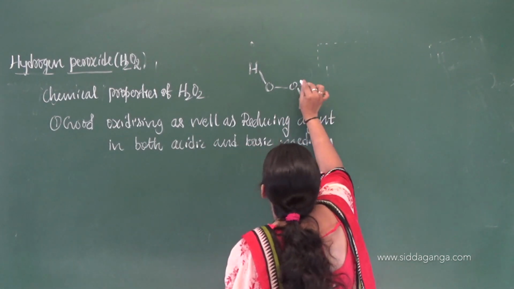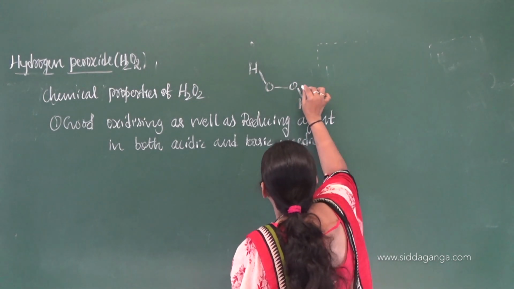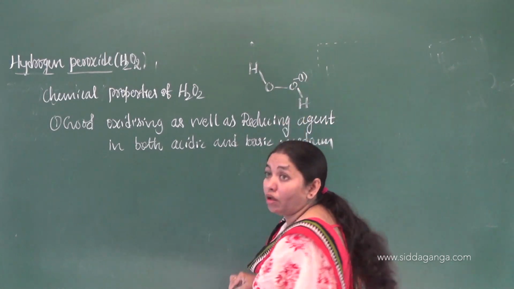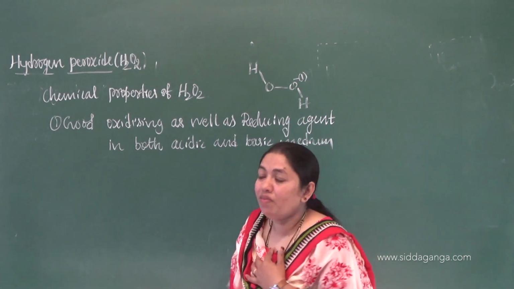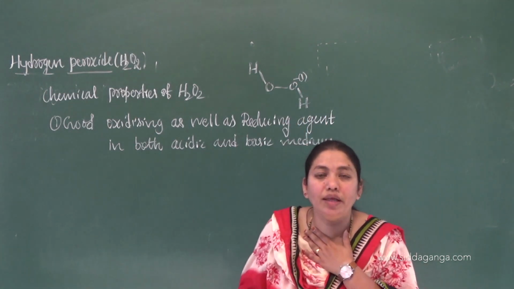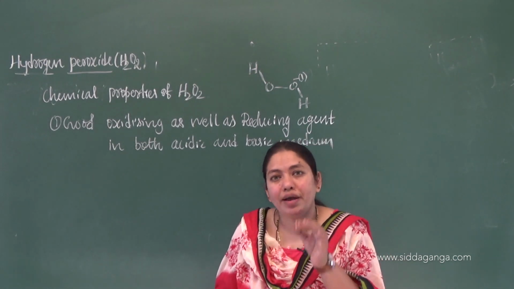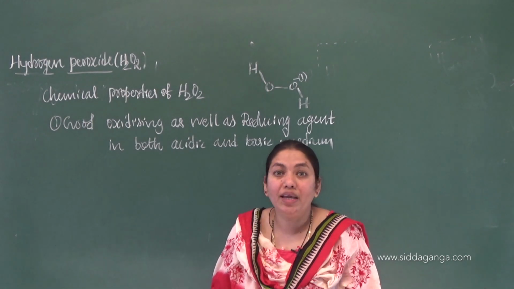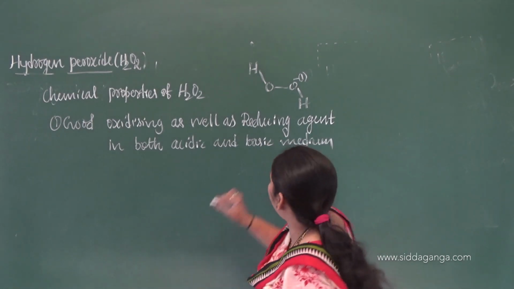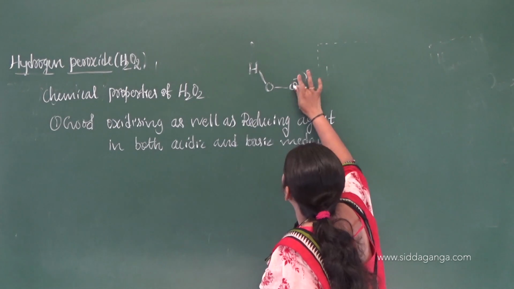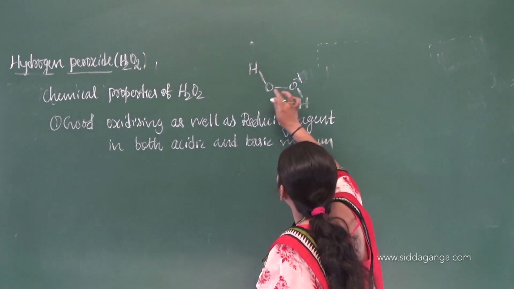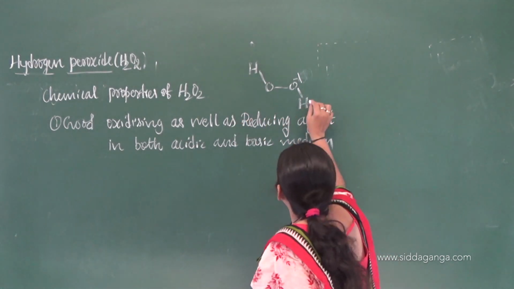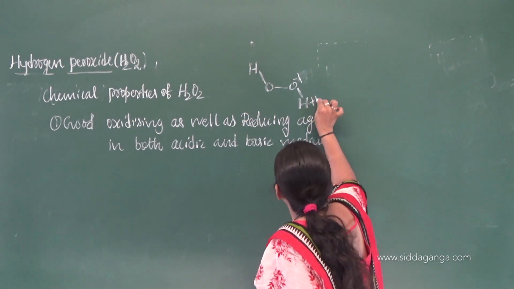Here the oxidation number of this oxygen, in this case, is -1. You know this one. If you are done with the redox reactions, there you are going to learn that the oxidation number of oxygen is -2, but in case of peroxide it is -1. Remember, this is a very important concept. Oxidation number of oxygen in peroxide is -1. You have to remember. And then if you go for hydrogen, it is +1.